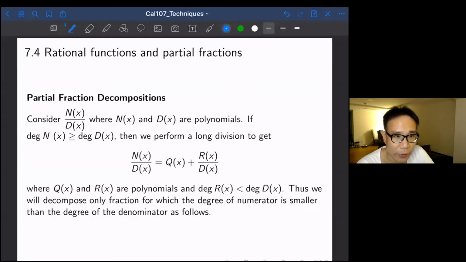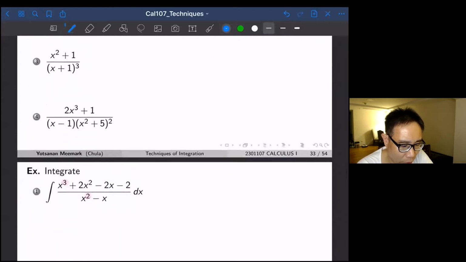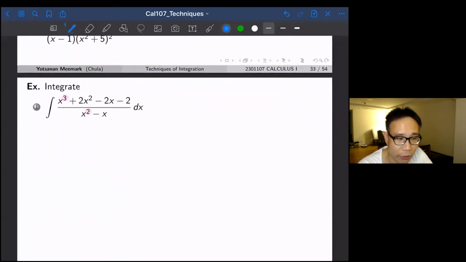In this video, we're gonna talk about the rational function and the technique that we're gonna use to integrate the rational function, which is called partial fractions. The point of this section is that you want to integrate a function in the form of the quotient of two polynomials. So you have x cubed plus 2x squared minus 2x minus 2 over x squared minus x.